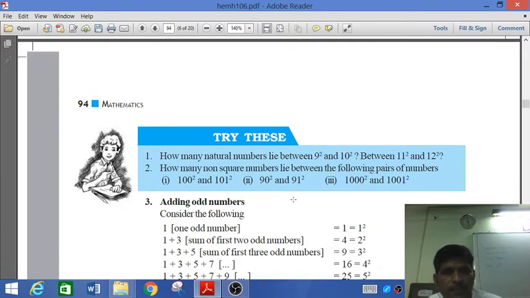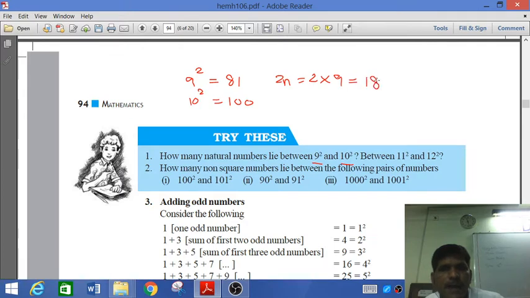So now one question, try this. How many natural numbers lie between 9 square and 10 square? If I write here 9 square and 10 square, 9 square is 81, 10 square is 100. Now for 9, the formula is 2n, so 2 into 9. How many numbers are there? 18 numbers are there. So you have to say the answer is 18 natural numbers.